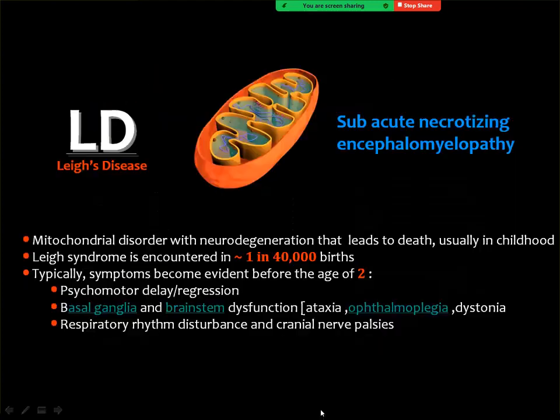And you know that Leigh's disease is a mitochondrial disorder with neurodegeneration that may lead to death, usually in the childhood. This is the incidence, and the typical symptoms appear at the age of 2 years by psychomotor delay or regression, basal ganglia or brainstem dysfunction, resulting in ataxia, ophthalmoplegia, and dystonia.